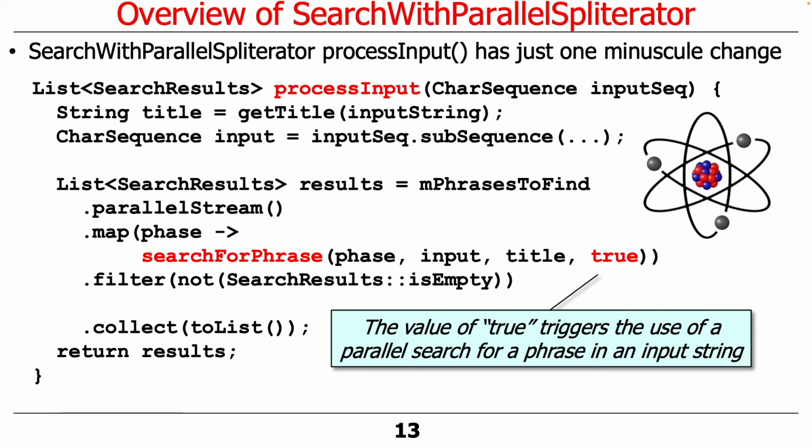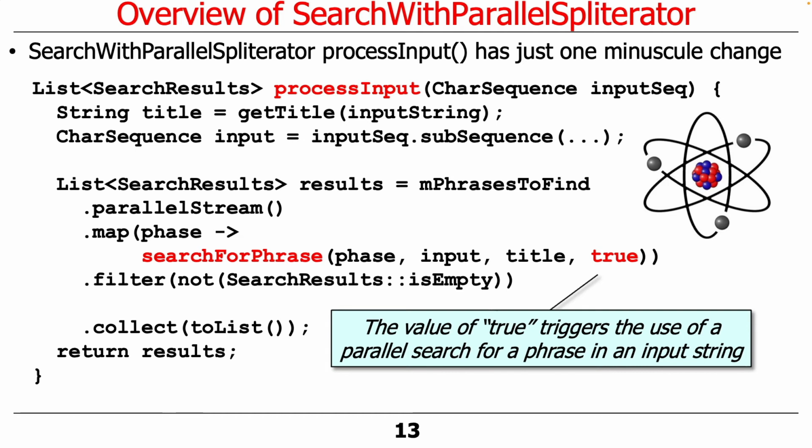So here's the key part of this program where parallel spliterators are used. This is the process input method. We've talked about this before. And in this particular case, we're going to take the input string, which is the work of Shakespeare, and get the title from it. Then we get the rest of the string, which is the work itself, all the words and the characters and so on in their dialogue, in various forms of iambic pentameter and other types of poetry.